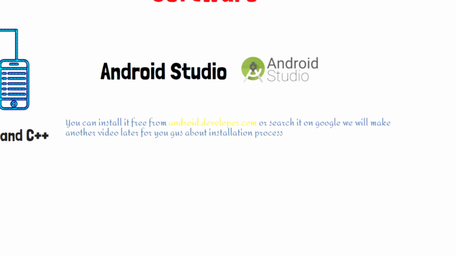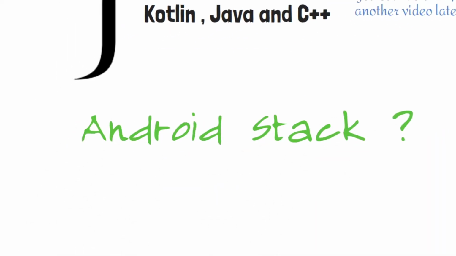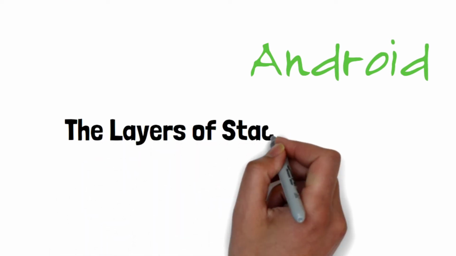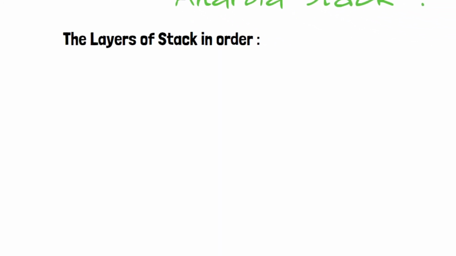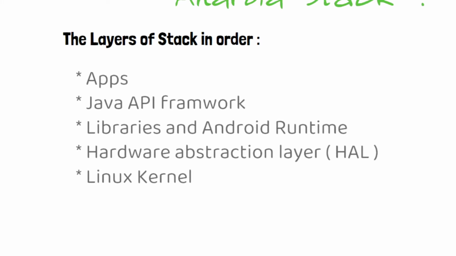So go to android.developer.com and install it. As a good developer, you should know the Android stack. Well, the Android stack is the layers of the Android operating system that we developers can interact with to make our mobile phone features and mobile application features much more interactive and good. So the layers are apps, Java API framework, libraries and Android runtime, hardware abstraction layer, and Linux kernel. All of these are linked to each other somehow, so we can interact with them directly or indirectly.